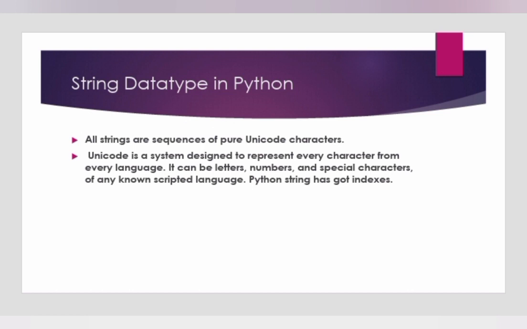Then we have got string data types. All strings are sequences of pure Unicode characters. And Unicode is a system designed to represent every character from any language. So it can be in the form of letters, numbers, special characters. Anything can be used in string data type.